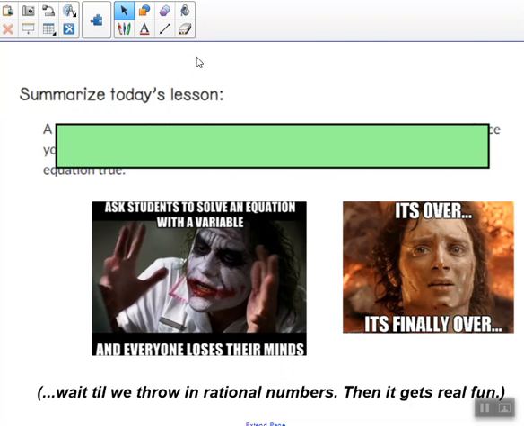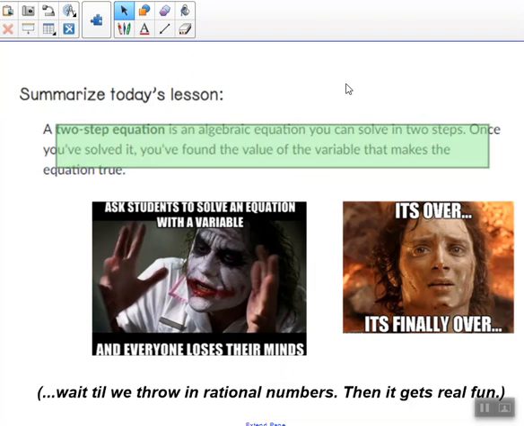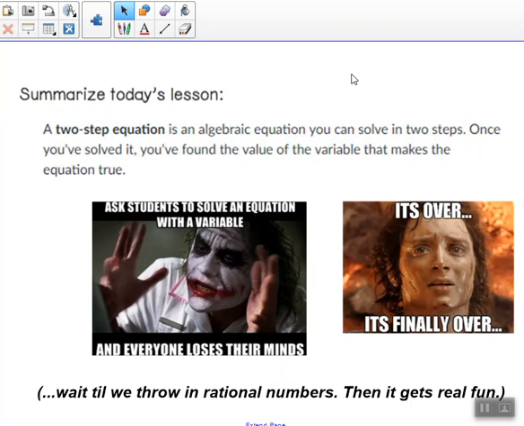All right, so summarize today's lesson. Here we go. It is just this right here. A two-step equation is an algebraic equation that we can solve in 2 steps. Once you've solved it, we have found the value of the variable that makes the equation true. So that's the summary of today's lesson. You might want to pause it and write that down.